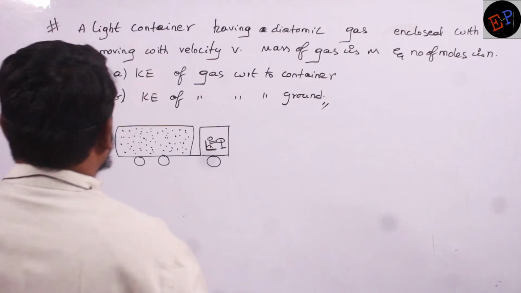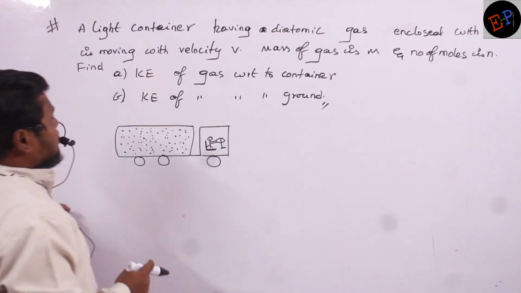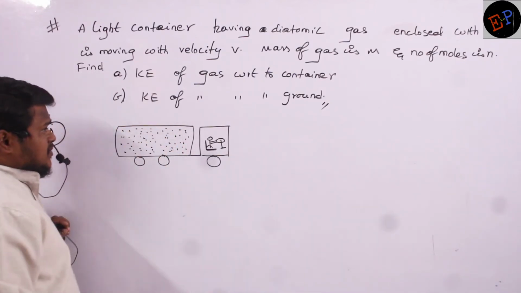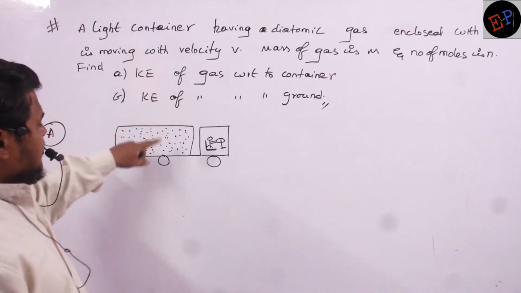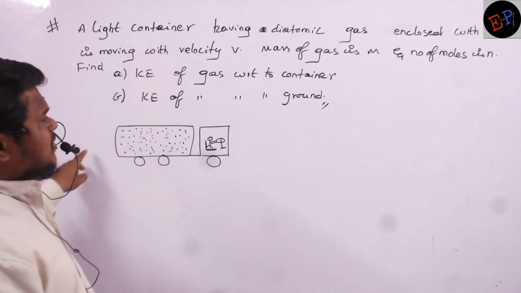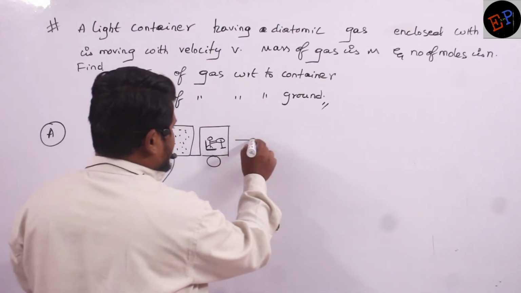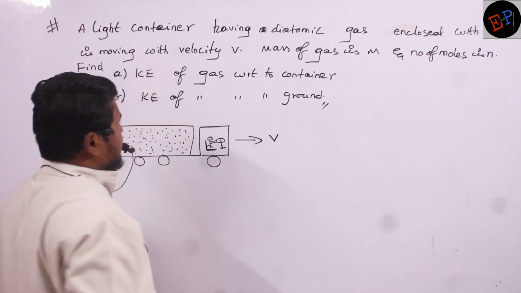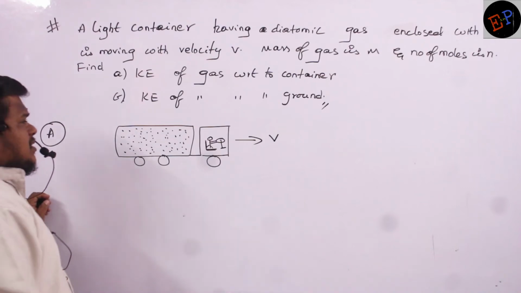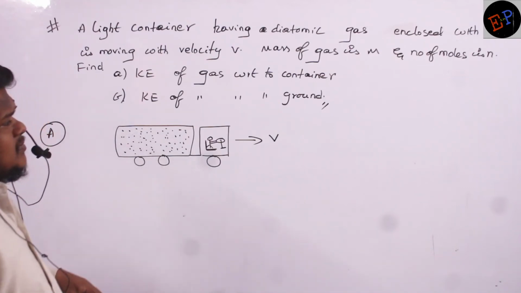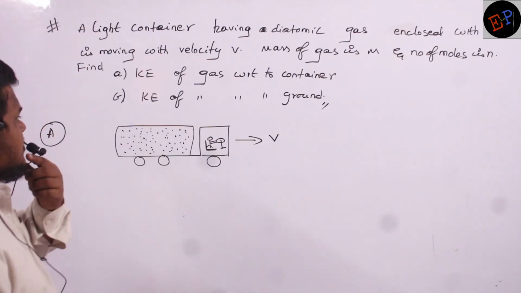See this question. A light container means you are not supposed to calculate the mass of this container. A light container having a diatomic gas enclosed within is moving with the velocity of v. It means this total lorry is moving with the velocity of v. The mass of the gas is capital M, and the number of moles is N.